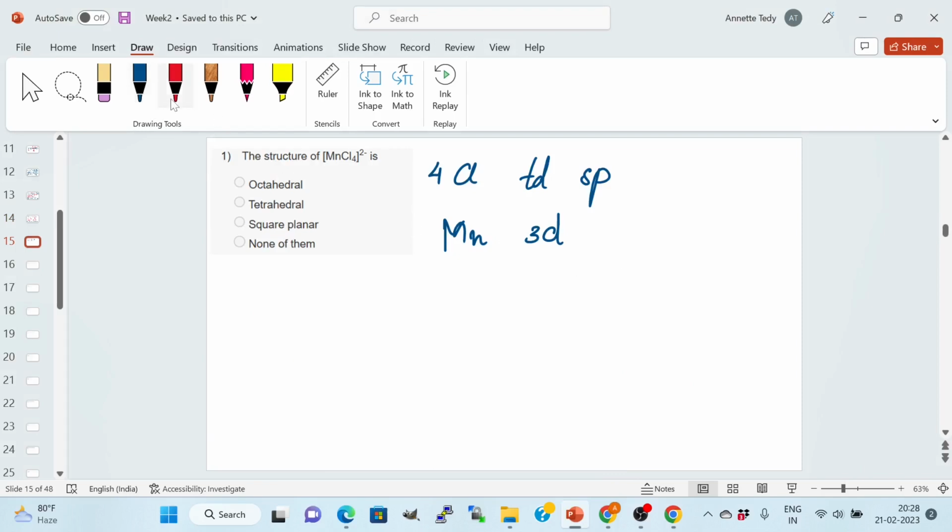So this one, as we were saying, if we have 4 ligands, we can have tetrahedral or square planar structure. And since manganese is a 3D element, 3D elements generally will have tetrahedral complex for coordination number 4, except for the case of nickel. Nickel can have tetrahedral and square planar depending on the nature of the ligands. Since this is manganese, definitely this will be tetrahedral. So is it clear?